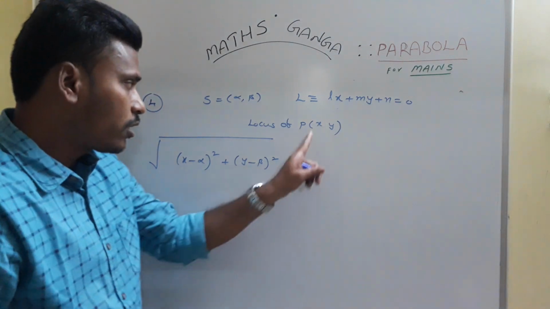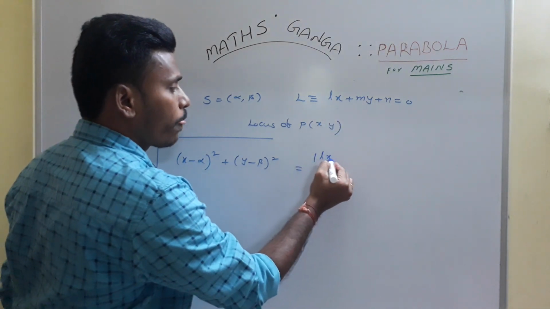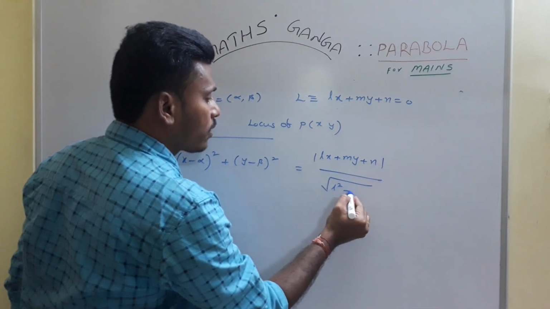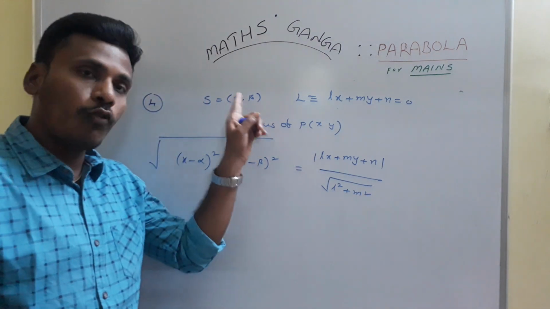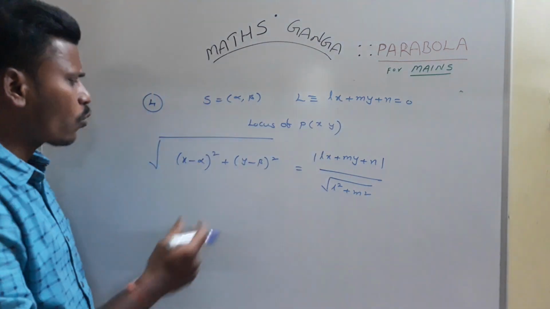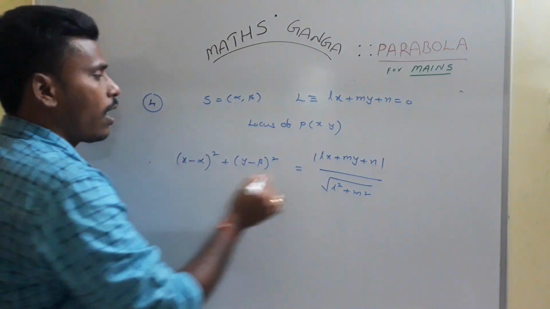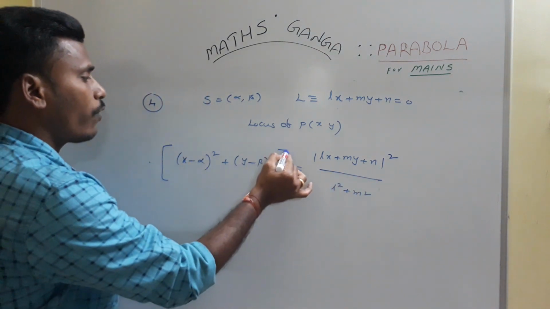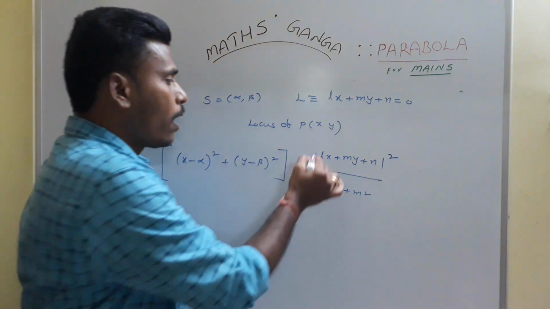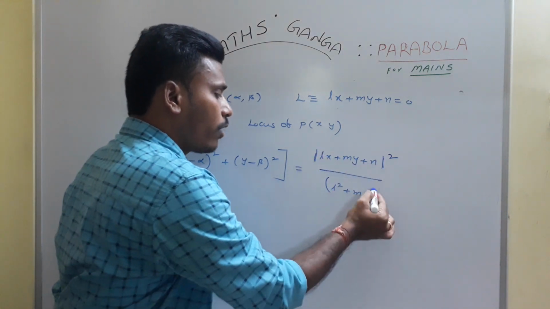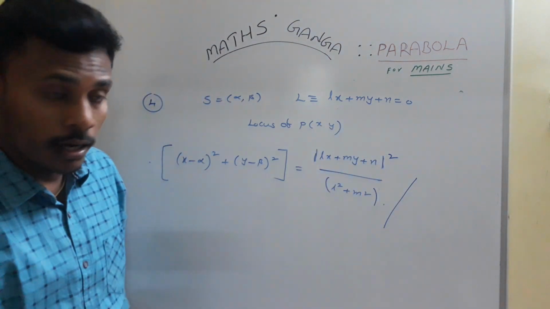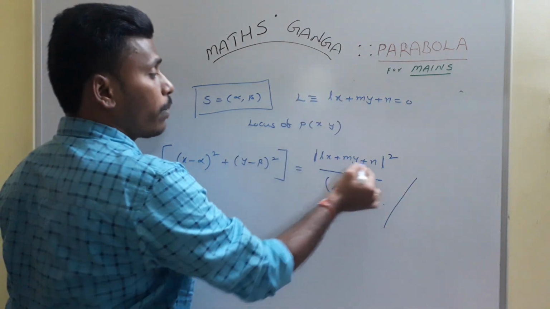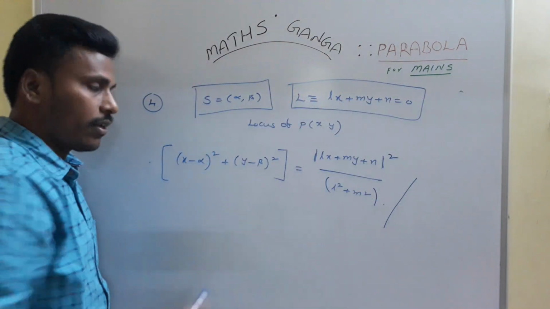And coming to the line, the distance between the point and the line is nothing but the modulus of Lx plus My plus n divided by the square root of L square plus m square. Distance from the point to the focus as well as from the point to the line. See, you just square on both sides. This square root will get cancelled, and on this side you have a square, and again this square root also gets cancelled. If you observe, (x minus alpha) whole square plus (y minus beta) whole square is equal to (Lx plus My plus n) whole square by (L square plus m square) represents a parabola. And for that parabola, S equal to alpha comma beta is the focus, whereas Lx plus My plus n equal to 0 is the directrix.